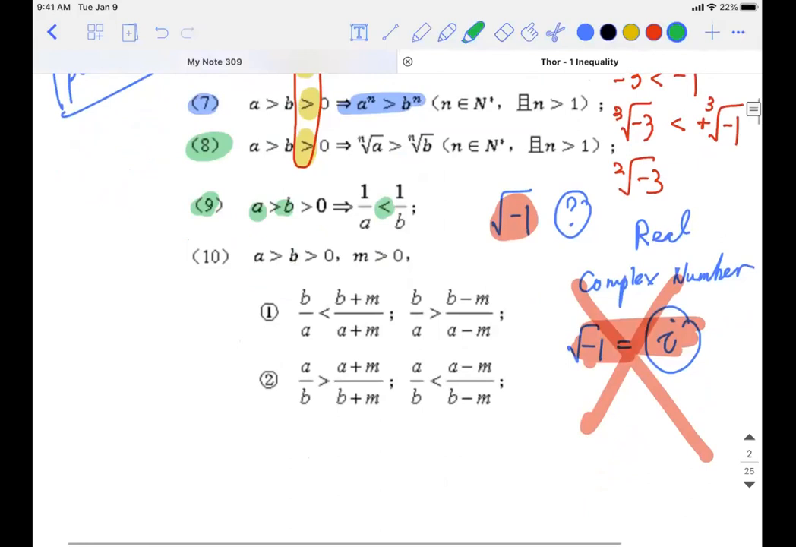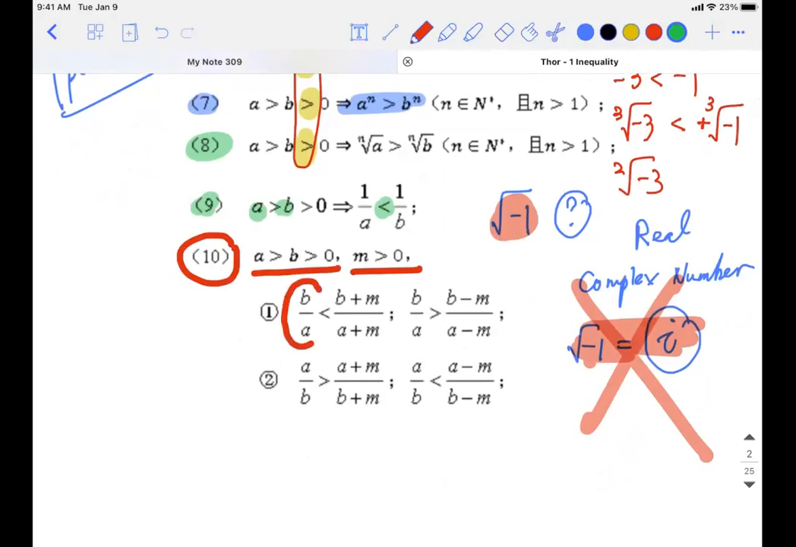Okay, and then let's go to number 10. Number 10 is actually a very important property, and sometimes you see AMC 10, even AMC 12, using such a property. So let's say A is greater than B is greater than 0, and M is also positive. Like I said, we just try to make sure everything is positive. Since A is greater than B, B over A will be less than 1, right? Which makes sense.